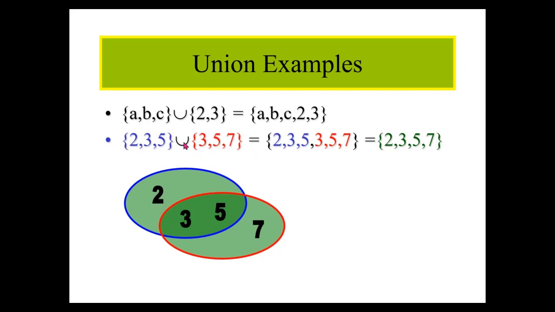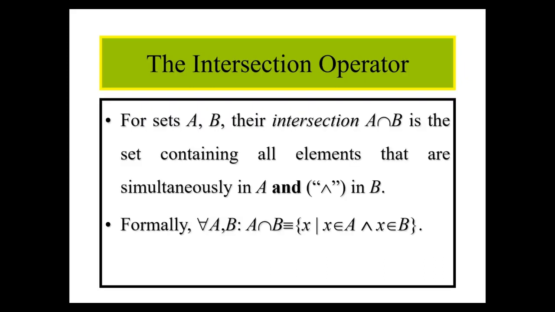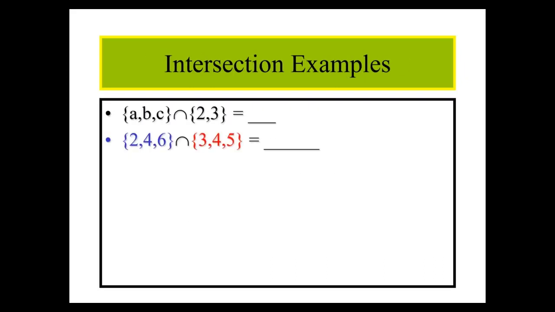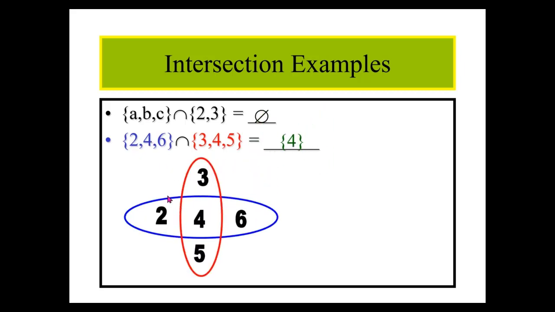All right, you already know this; I am just refreshing these concepts. Now the intersection: for {A, B, C} intersection {2, 3}, as a result we get a null set because there are no common objects in the two sets. For {2, 4, 6} intersection {3, 4, 5}, we get only 4, because in these two sets only 4 is common.